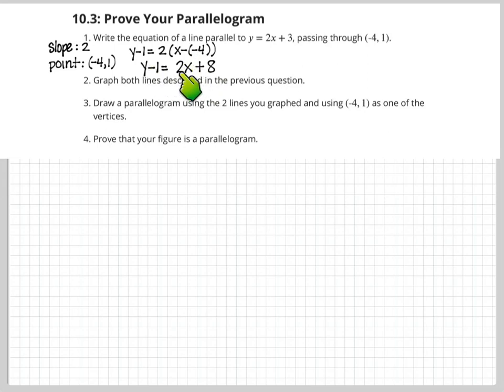And lastly, I'm going to add 1. We didn't do this in the other lesson, but I'm going to solve for y. And I have it in this format, y equals 2x plus 9. This is a format you are maybe more comfortable with. This is the slope-intercept form of a line. It says to graph. This is why you need graph paper. You've got to graph these two lines. Graph the line y equals 2x plus 9 and the line y equals 2x plus 3.